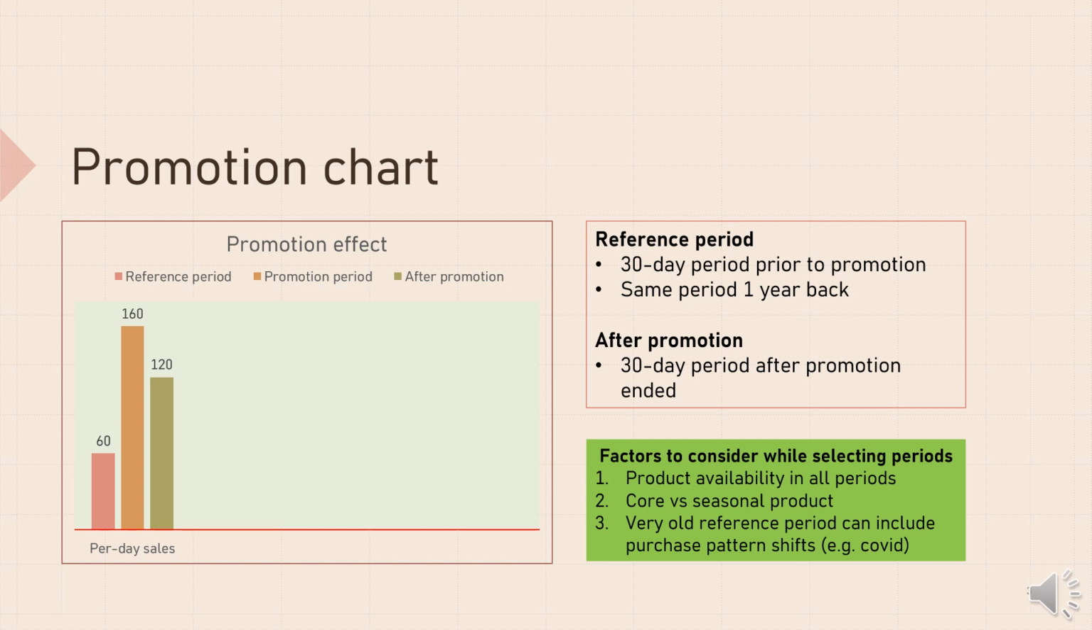For the promotion period, we know it's 14 days. We have assumed it. For the after promotion too, I would recommend you to take 30 days after the promotion period and estimate the per day sales. So in this case, we are seeing that during the reference period, 60 dirhams worth of sales happened every day, during the promotion period we had 160 dirhams worth of sales every day, and during the after promotion period we had 120 dirhams worth of sales every day.